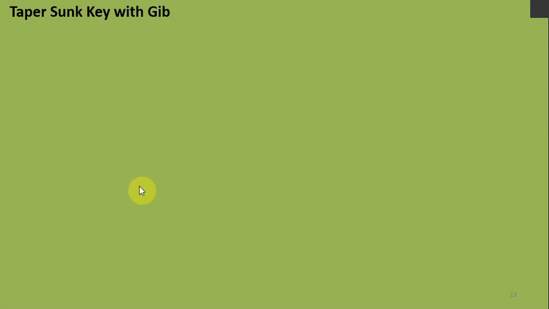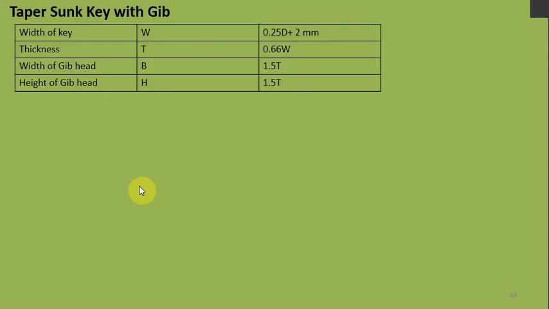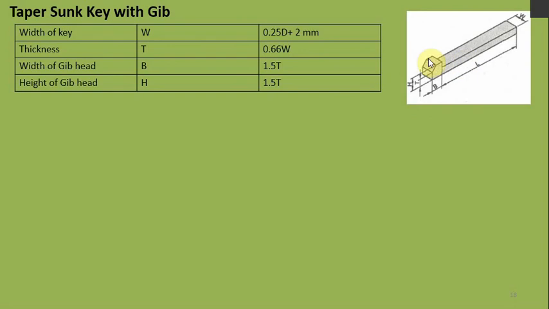Now the taper key with the gib head. So we know that this is the gib head portion. So we need the gib head dimensions. The width of the gib head B is 1.5 t, added over the length. And the height of the gib head, this is the total height of the gib, is 1.5 t.